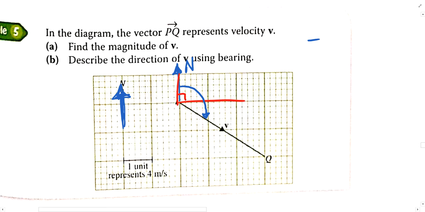Describe, meaning they want you to find the bearing. Correct angle or not? That one is 90, right? Then after that it's like half. Half cannot. It's not exactly half. I want exact answers. How? You mean find this angle? That one. Which one? Which one? Three.